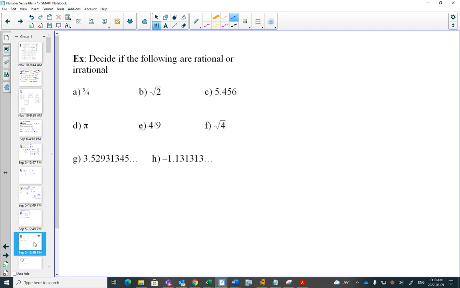You're good to go. So first of all, we're going to decide if they are rational, and I'm going to put the symbol for rational there, Q, or irrational with the bar over top. So if you went to the number superstore to buy your number groceries, and you were looking for 3/4, would you go to the rational section or the irrational section? Rational. What about the square root of 2? Irrational. Bar over top. What about 5.456?